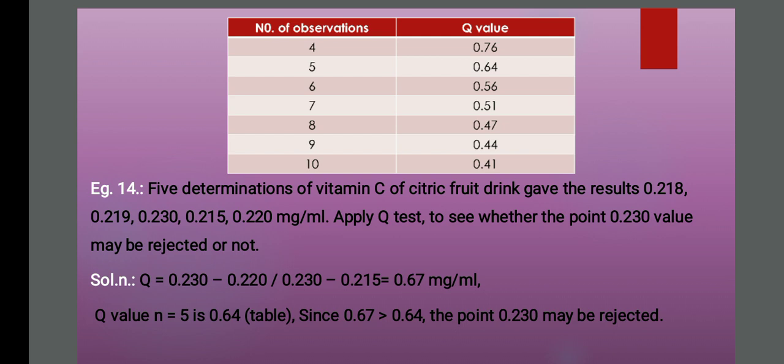Five determinations of vitamin C of a citric fruit drink gave the results 0.218, 0.219, 0.230, 0.215 and 0.220 milligram per ml. Apply Q test to see whether the 0.230 value may be rejected or not. They have given some values, and the value they have chosen you have to test, whether that value should be rejected or taken into account.